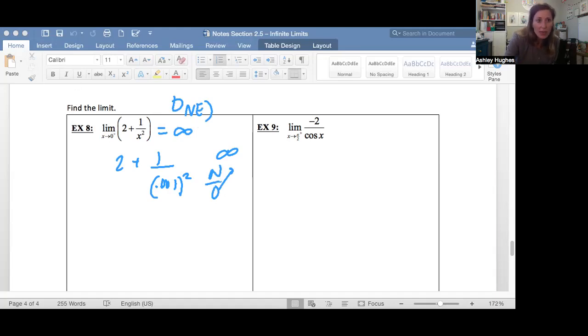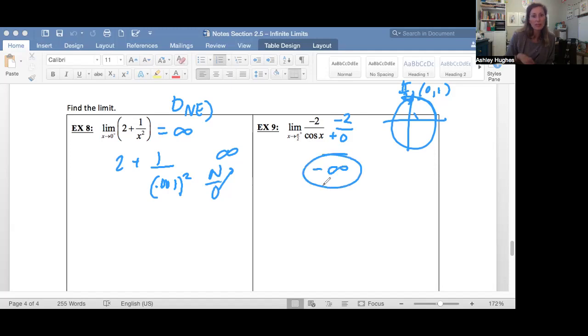The next one, I have pi over 2 from the right. Cosine. You can think about cosine as your unit circle. Pi over 2 is here. The cosine is 0 here. If you're coming from the right side, though, you're at positive x values, so that's going to be from the positive side of 0. So this is a positive 0. And so you know this answer is infinity or negative infinity, so you just need to look at the signs. I have a negative over a positive, so that means negative infinity.